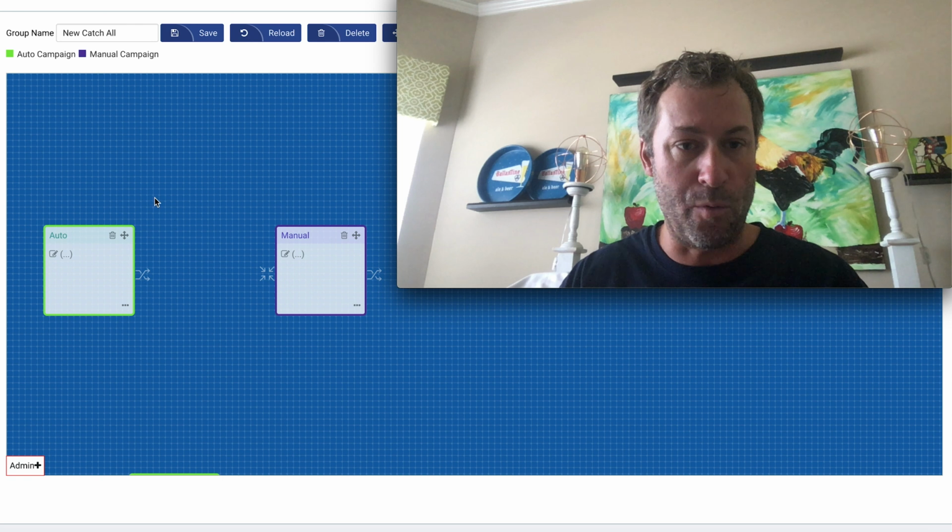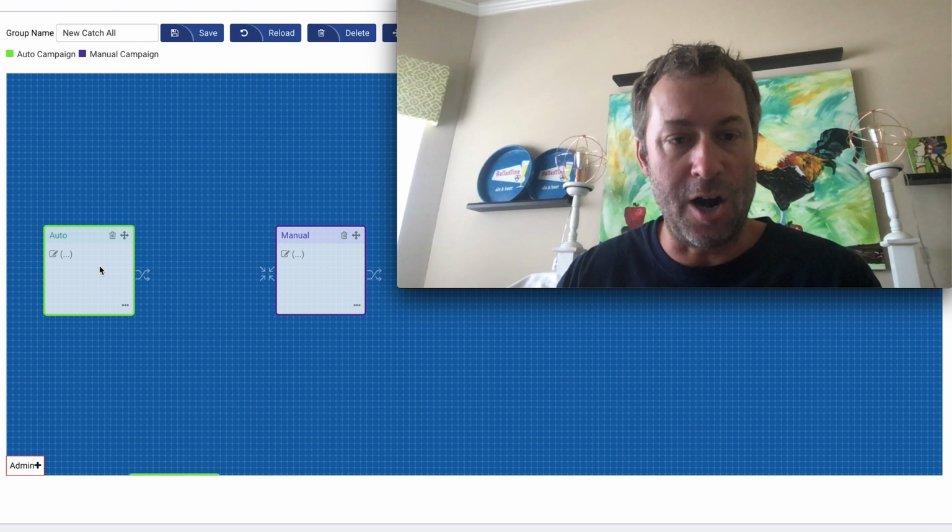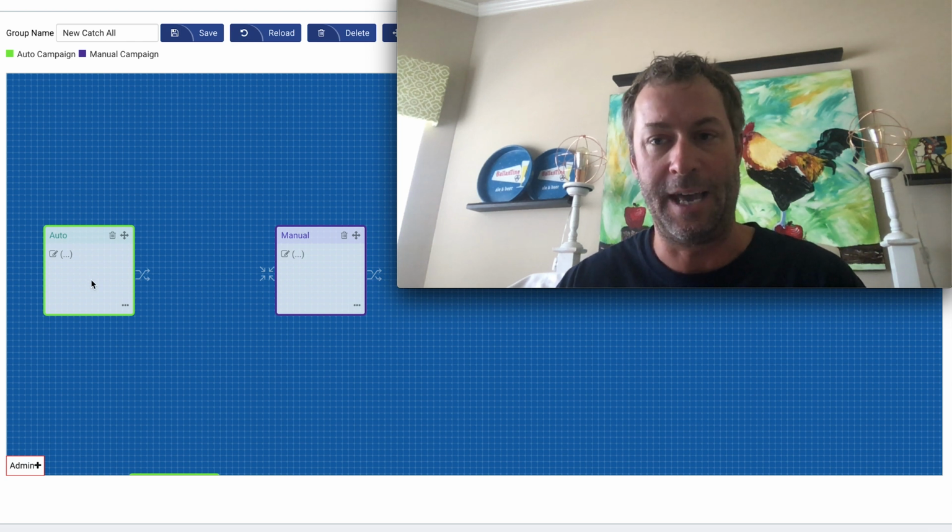By the way, we're inside of Sellozo's campaign studio. This is just a really easy way for us to get a visual here. So these will represent the auto campaign and the manual campaign here. All right, so let's talk about automatic targeting campaigns.